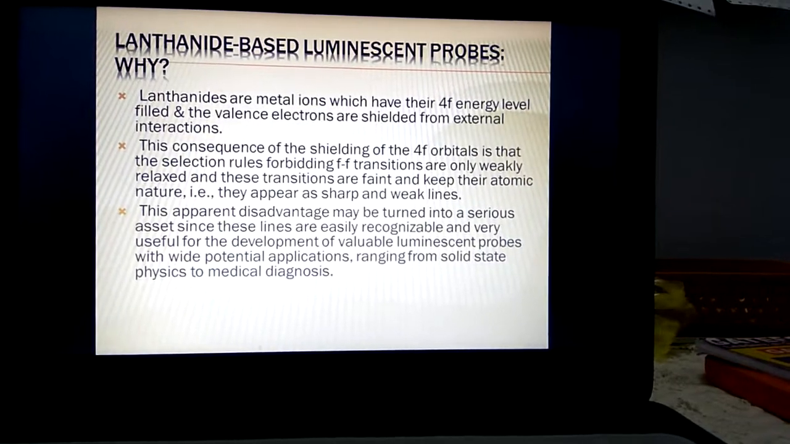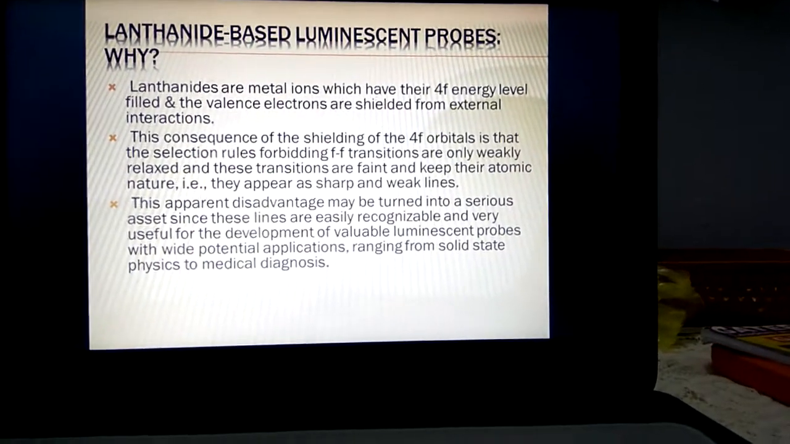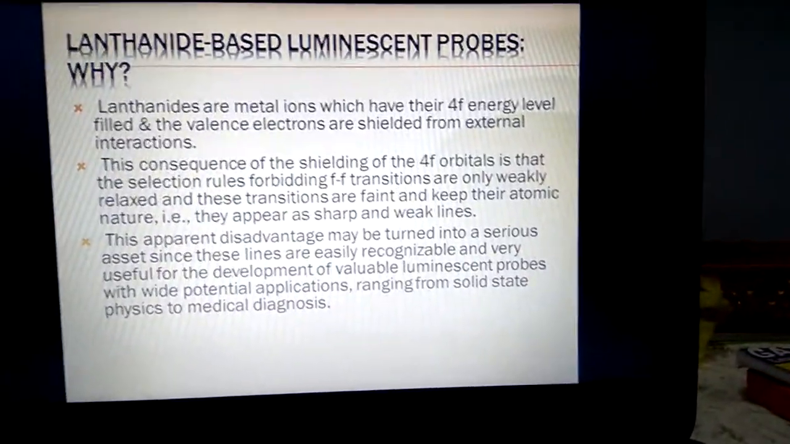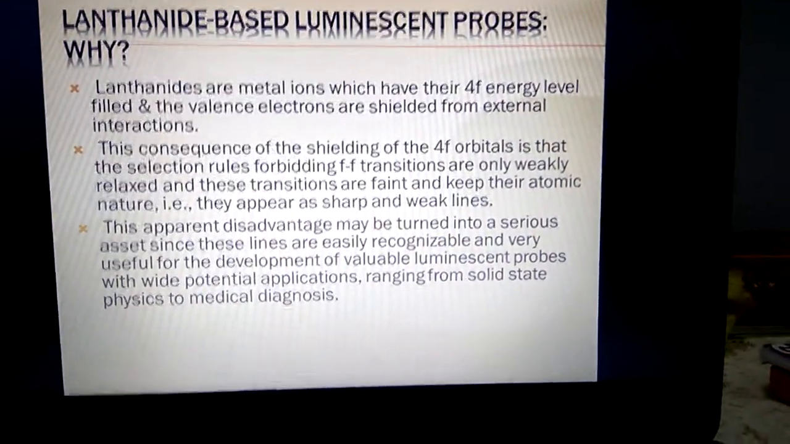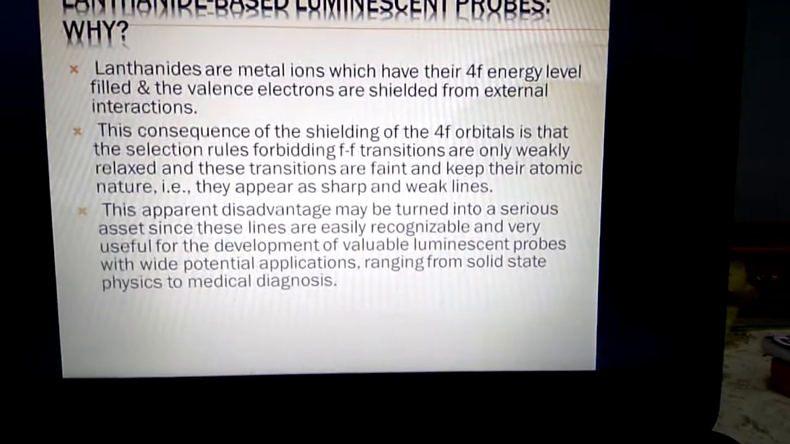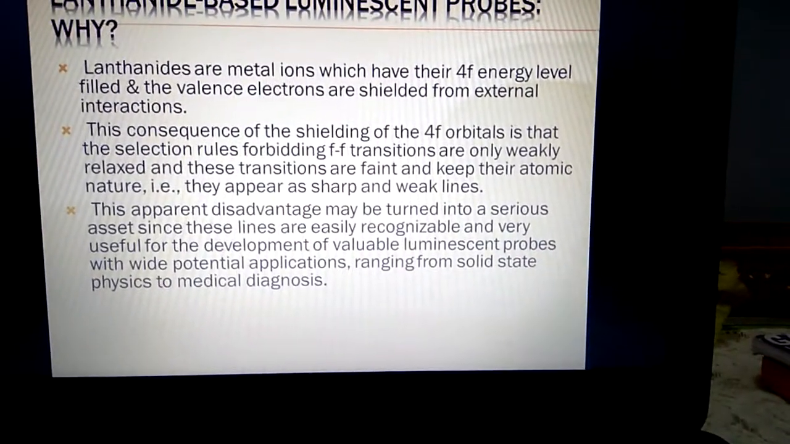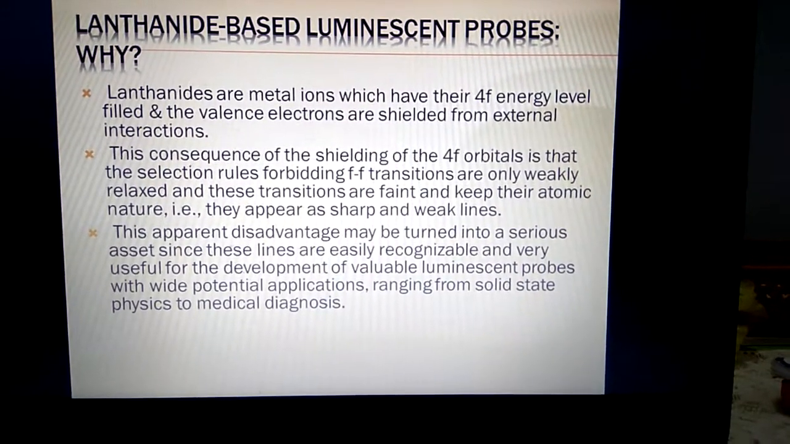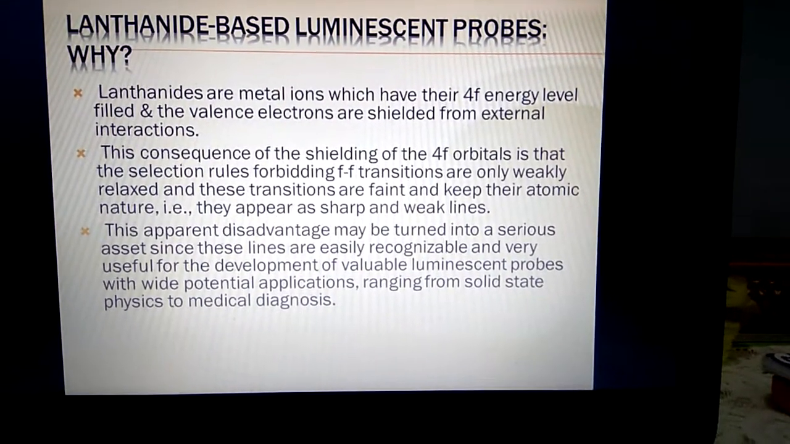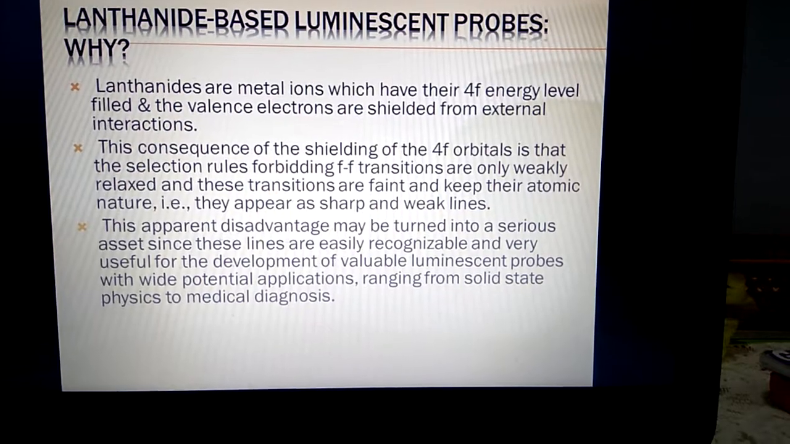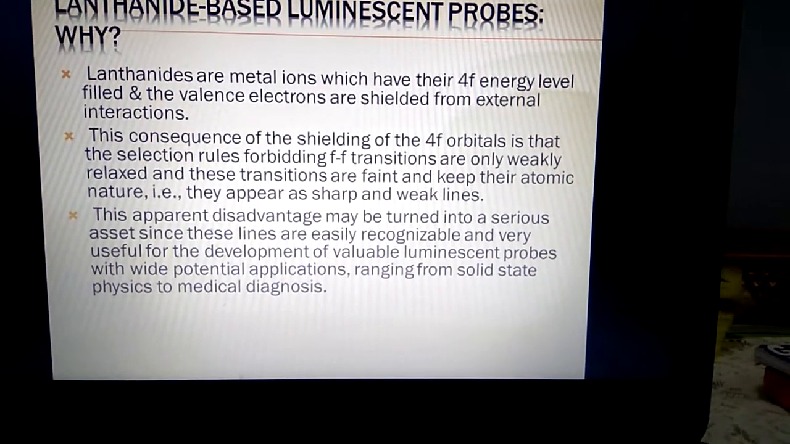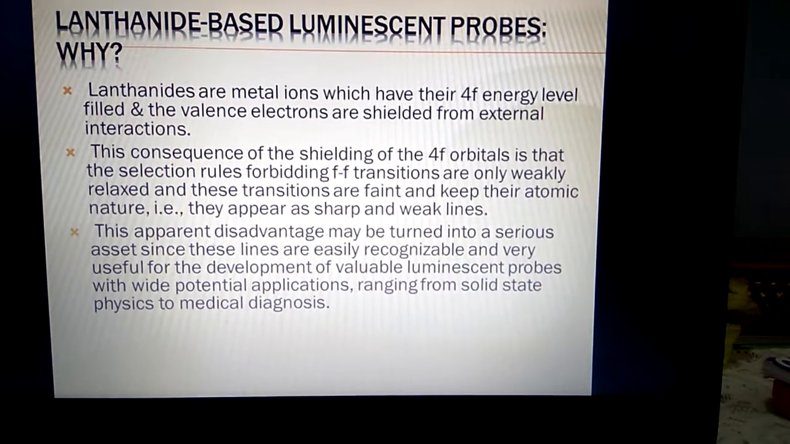Now, why do we use lanthanide based luminescent probes? First of all, lanthanides are metal ions which have their 4f energy levels filled, and the valence electrons are shielded from external interactions. A consequence of the shielding of 4f orbital is that the selection rules forbidding f-f transitions are only weakly relaxed, and these transitions are faint. They appear as sharp and weak lines. This apparent disadvantage turns into an advantage since these lines are easily recognizable.